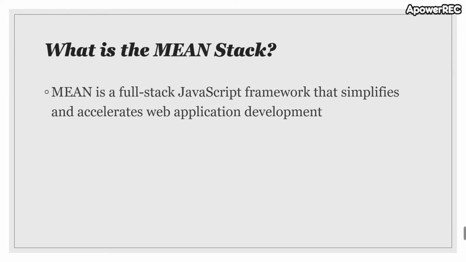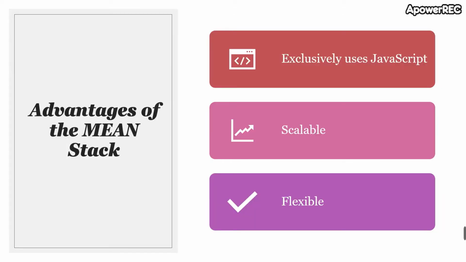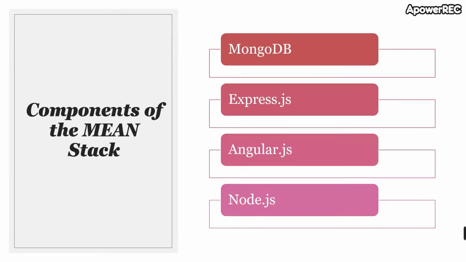First, I'll explain the mean stack as a whole. It is a full-stack JavaScript development framework to accelerate and facilitate web application development. There are numerous advantages of the mean stack. They include the exclusive use of JavaScript, which provides a uniform language throughout the stack from front end to back end. It is also very scalable because the node aspect can handle numerous concurrent connections. It is also really flexible, which allows for different platforms and uses as needed.